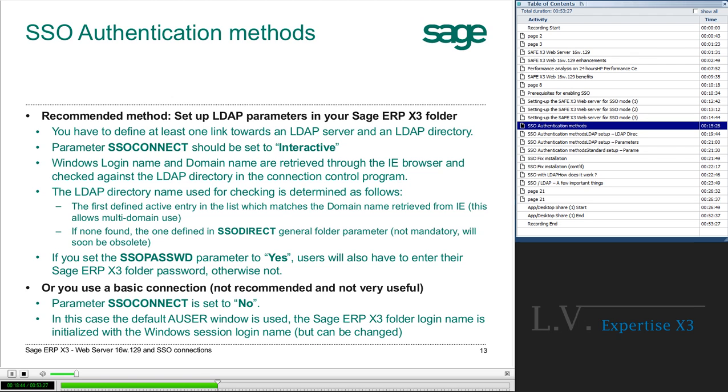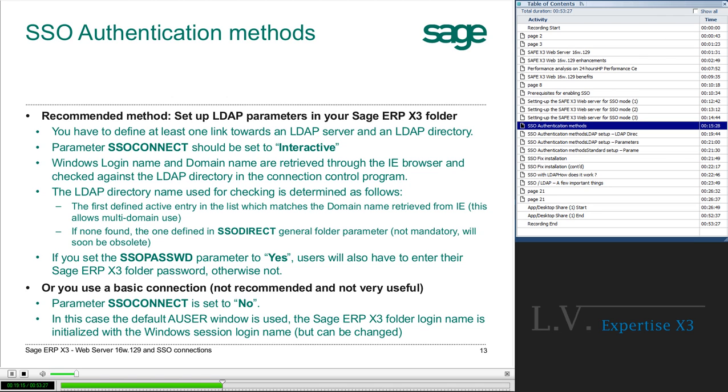And the last one is the SSO password. By default, it is set to no. And if you set it to yes, it means that we will first try to find you in the LDAP directory. If we do not find you, you will not be allowed to log in to the folder. But even if we have found you, we will require you to input your X3 password. It's okay. It's a double check.